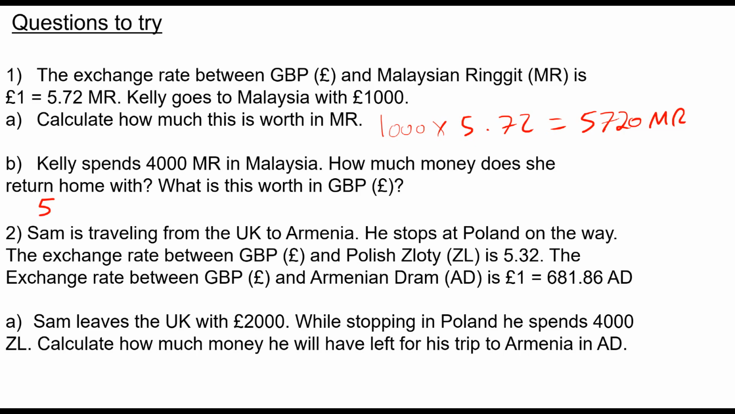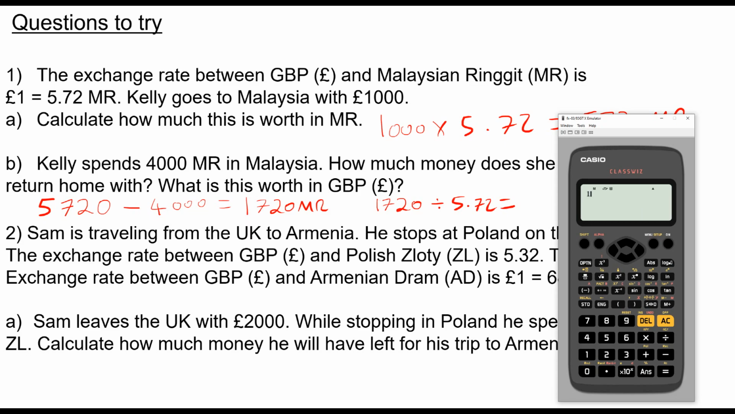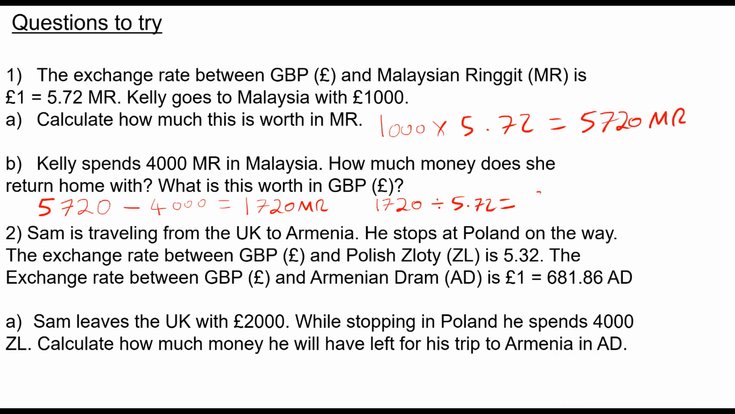So she brought 5,720 with her. So we take away 4,000, which is what she spent, leaving her with 1,720 Malaysian ringgit. And to change this back into pounds, we need to divide by 5.72, which is the exchange rate. So let's do that. This gives you £300.70.